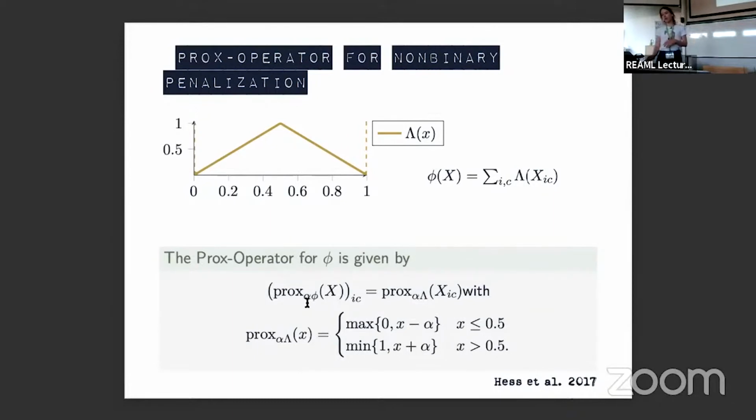And if you then derive the optimum of the proximal operator, which always gives a nudge into the direction which minimizes my penalization term, then you arrive at the proximal mapping, which basically pushes any value which is on the right of 0.5 further to 1, and every value on the left of 0.5 further to 0.